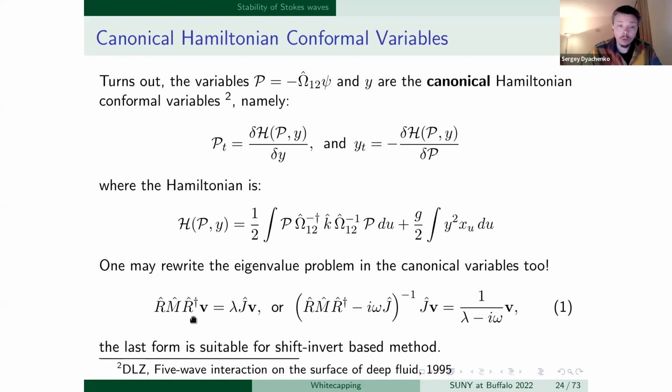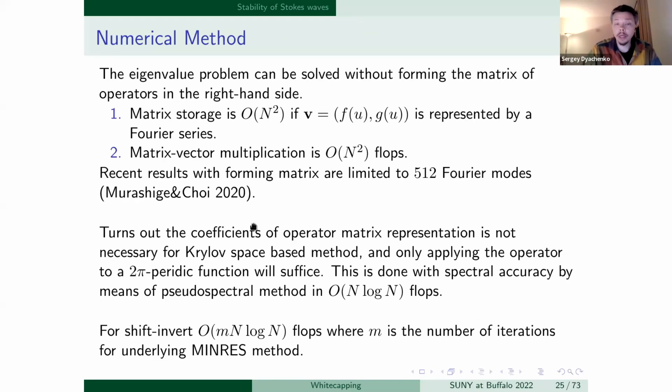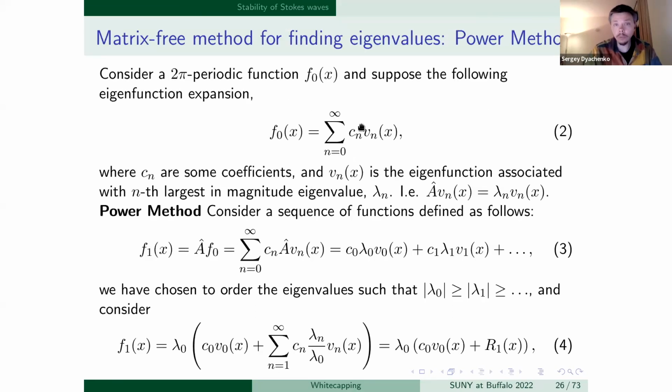So instead, we would want to consider a numerical method that does not rely on forming the matrix and does not rely on storing the matrix of coefficients. And such methods exist. One example of such a method is power iterations. The idea behind that method is that you build iteratively a sequence of functions that converges to the eigenfunction that you're seeking.